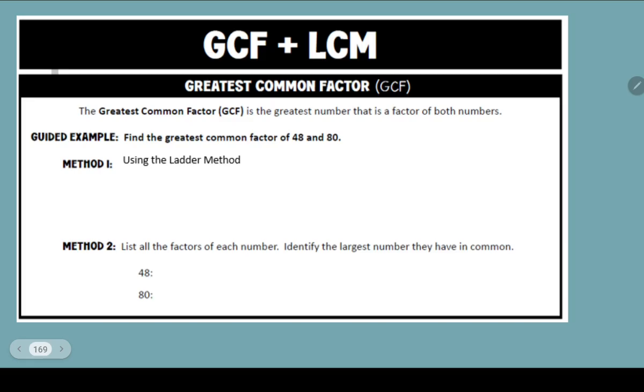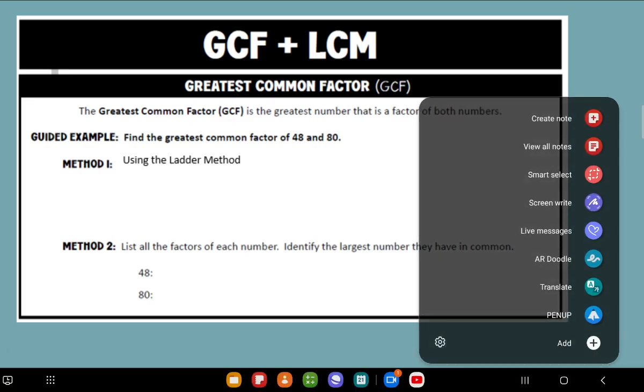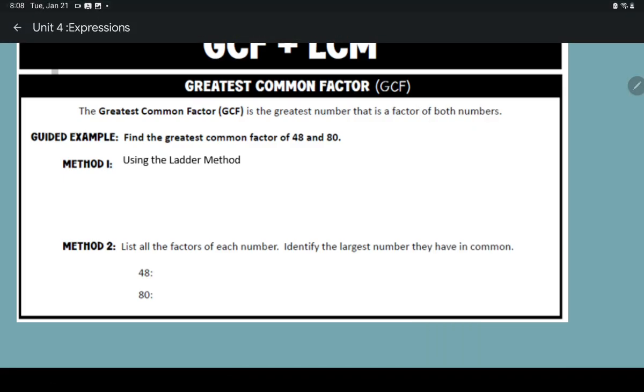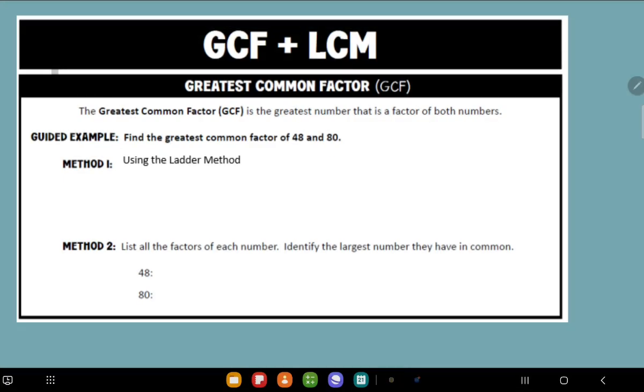Okay, so we're going to use what we call the ladder method to help us find greatest common factor and least common multiple.